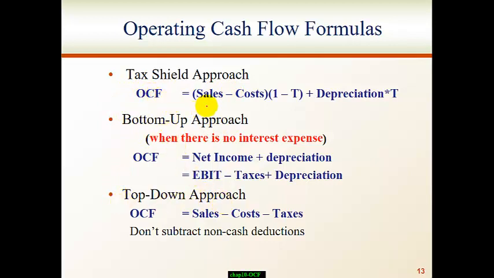For tax shield, we break it into 2 components: the part we have to pay tax on, and the part where we get the depreciation tax shield. For the bottom-up approach, we start from net income and add back depreciation. As net income is located at the bottom of the income statement, we name it the bottom-up approach. Net income can also be written as EBIT minus tax payment. For a top-down approach, we start with sales revenue, subtract costs and tax payment.